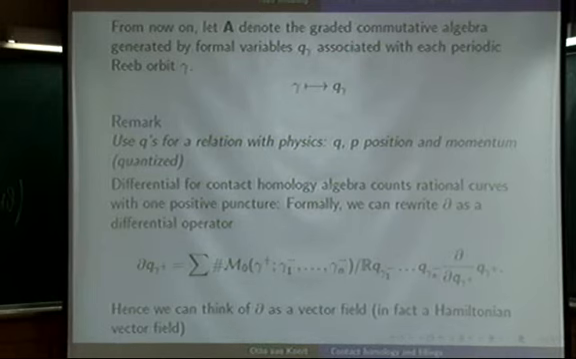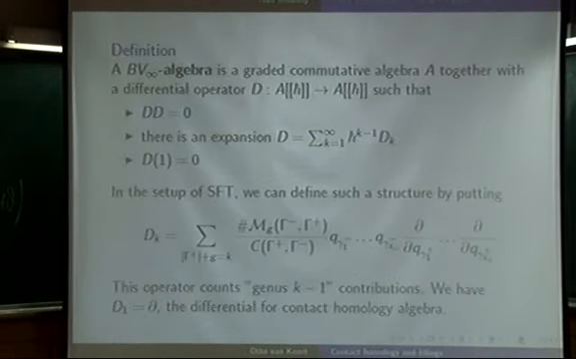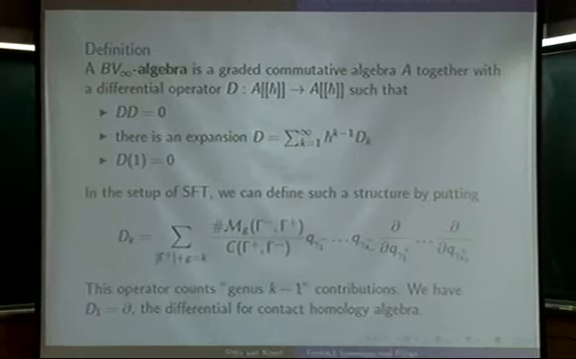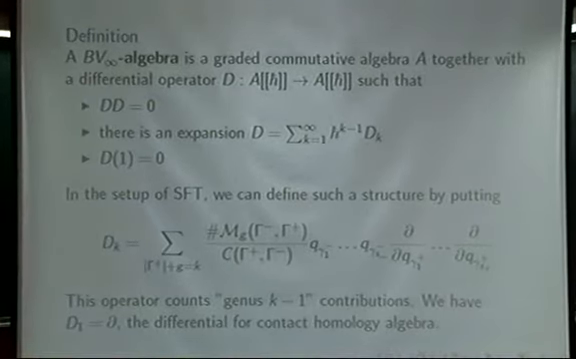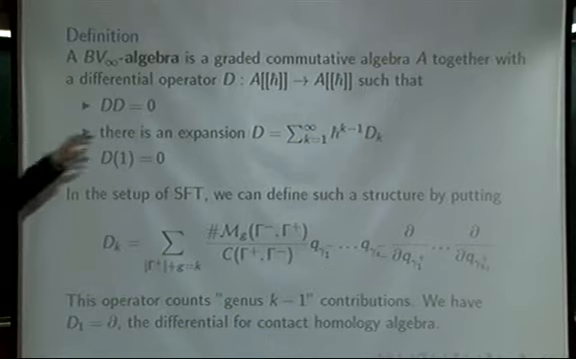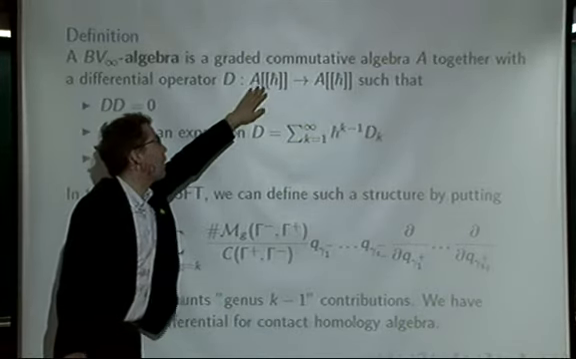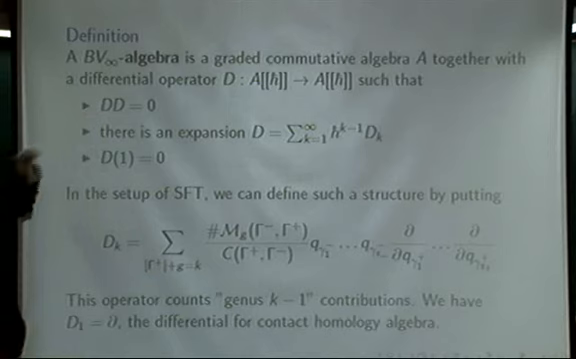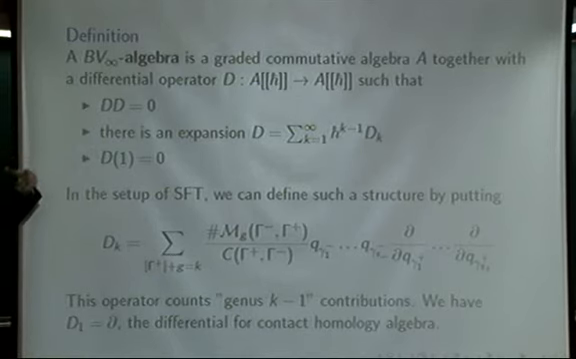So what's the idea? Now we have this notion of a BV infinity algebra, and it consists of the following. It consists of a graded commutative algebra, basically the same graded commutative algebra that you already had. Then we can define a differential operator on power series in H bar with coefficients in this graded commutative algebra, and the differential operator should have square 0, so it should define some homology.